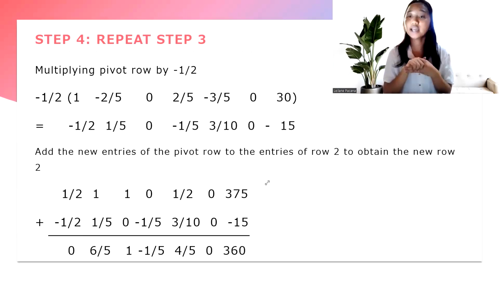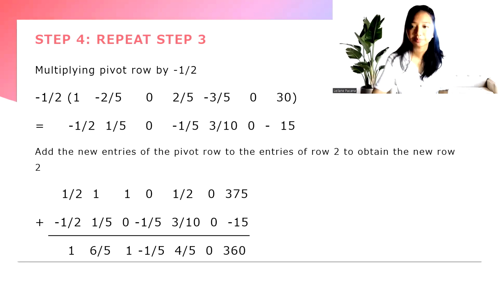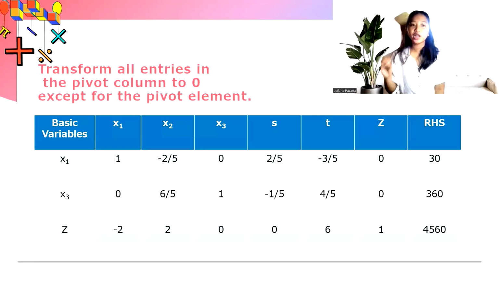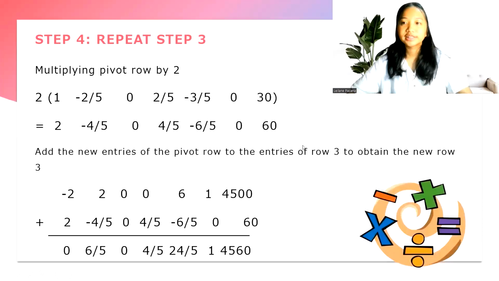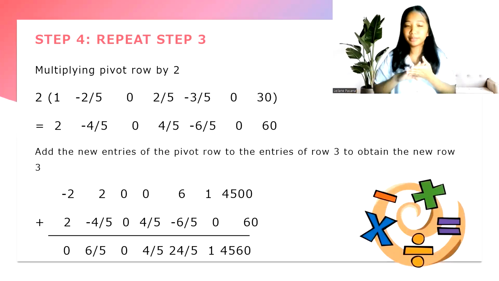375 plus negative 15. Of course, we have to subtract because they are in unlike signs. So that is 360, and copy the sign of the larger number, so positive 360. These results will now be our new row 2. As you can observe, we have 0 for our row 2 in the pivot column. Now, we have to make our negative 2, of course, 0 as well. To be able to do that, we have to add positive 2. So we have to multiply it by 2.